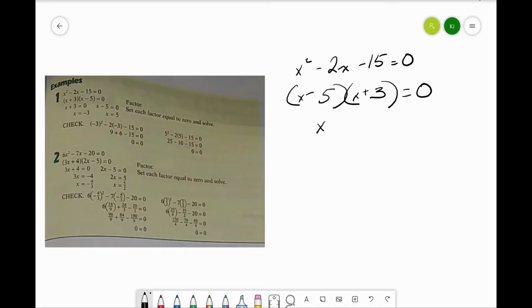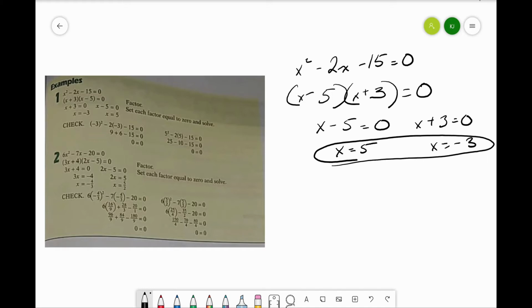So we have x minus 5 equals 0, and x plus 3 equals 0. Add 5 to both sides and we end up with x equals 5. Subtract 3 from both sides, x equals negative 3. Therefore our answers are 5 and negative 3. We can check this by plugging the answers back into the equation and coming up with the right solutions.